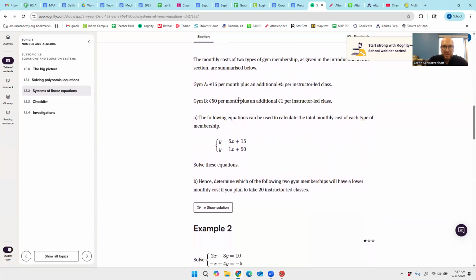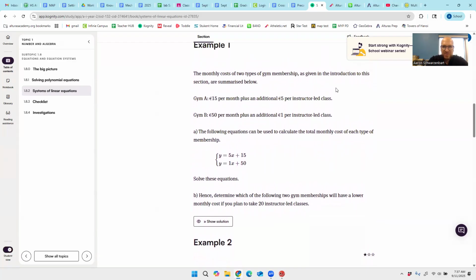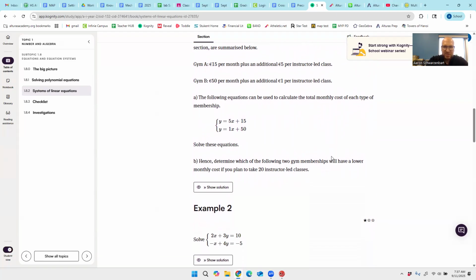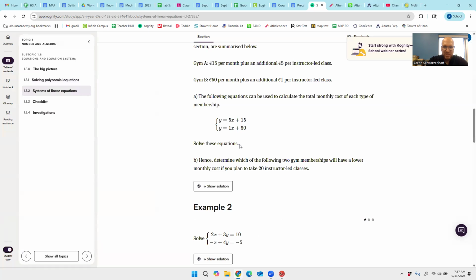So here we've got 2 monthly gym memberships as given. $15 per month plus $5 per instructor-led class, $50 per month plus an additional $1 per instructor-led class. The following systems can solve these equations. So, to solve them, we'll do the first one by hand.